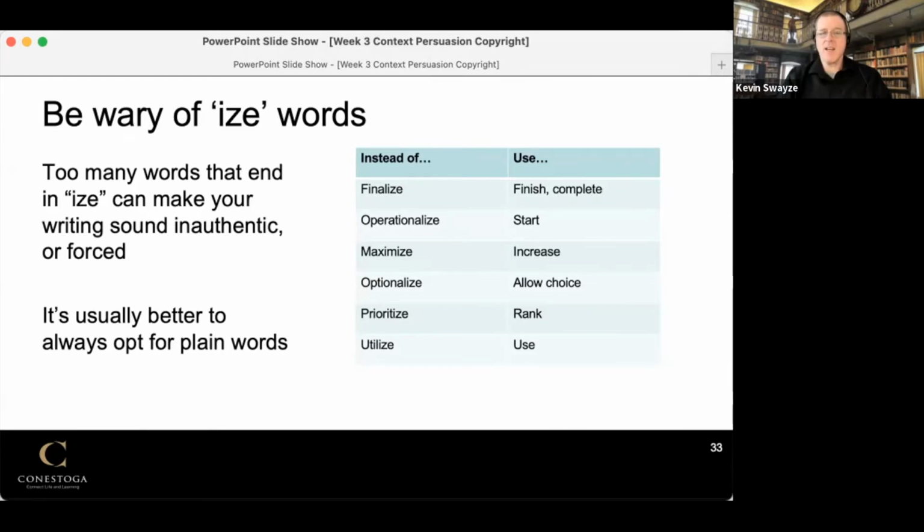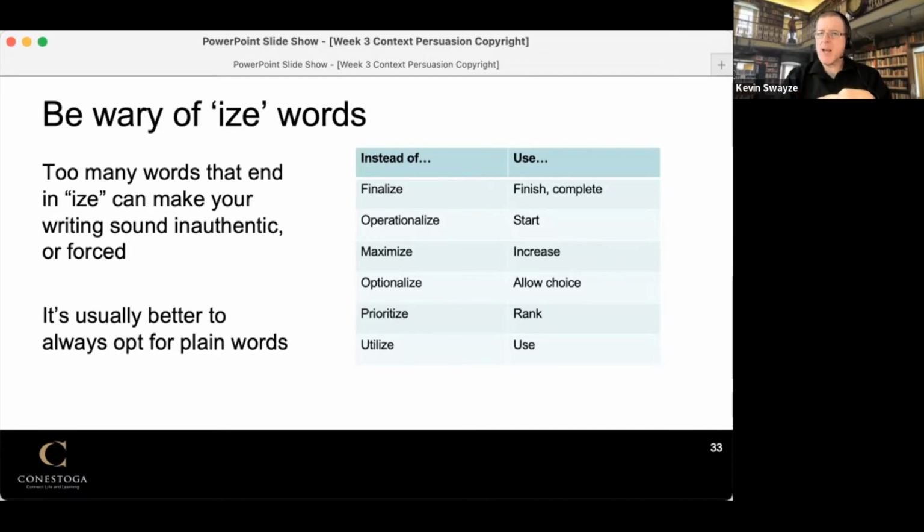Instead of finalize, finish, complete. Operationalize, that's six syllables. Start, 1 syllable. Maximize, 3 syllables. Increase, 2. Optionalize, that's 4 syllables. It's also awkward for English. Even native English speakers would have trouble saying that word because of the way it's constructed.